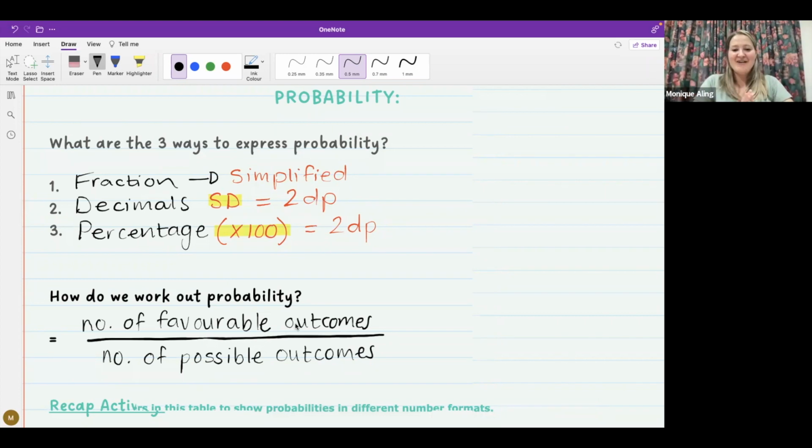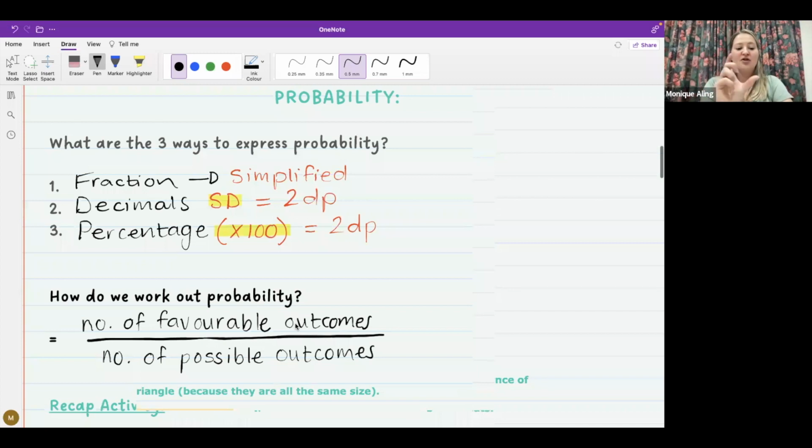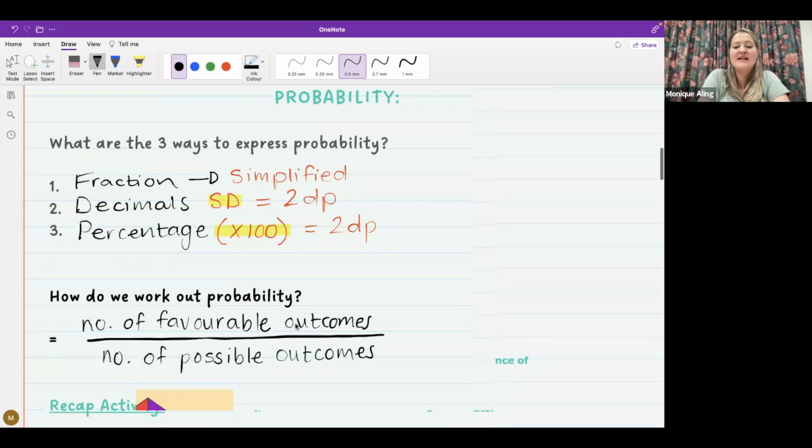Okay, everyone. So like I said, this is a nutshell of Monday's lesson. So let's have a quick little recap activity. So just practicing how to go from fractions to decimals to percentages. I'm going to give you guys a couple of minutes to please complete this table. If you have any questions, don't hesitate to let me know.